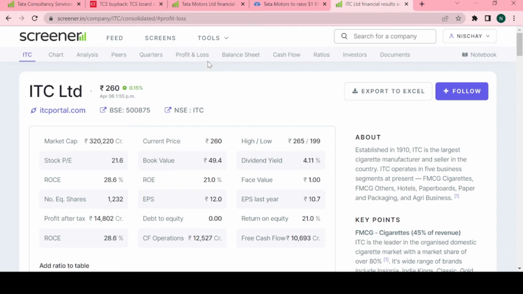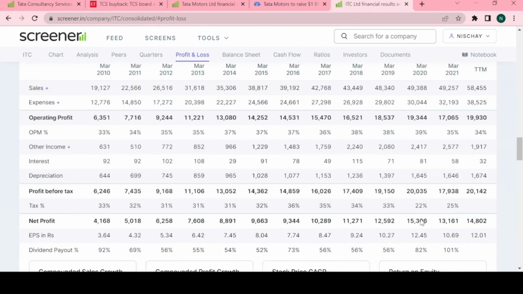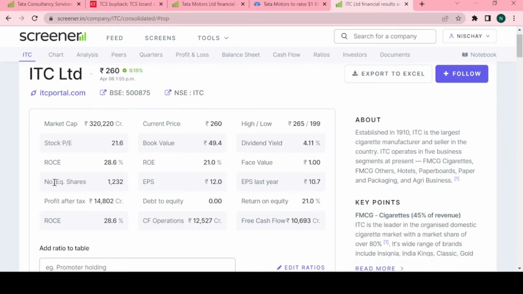If you look at the P&L statement of ITC, the net profit it has made is 14,802 crores, and the total number of shares is 1,232 crores. If you divide these two, you would get EPS as 12, which means the company is generating 12 rupees for every single share.